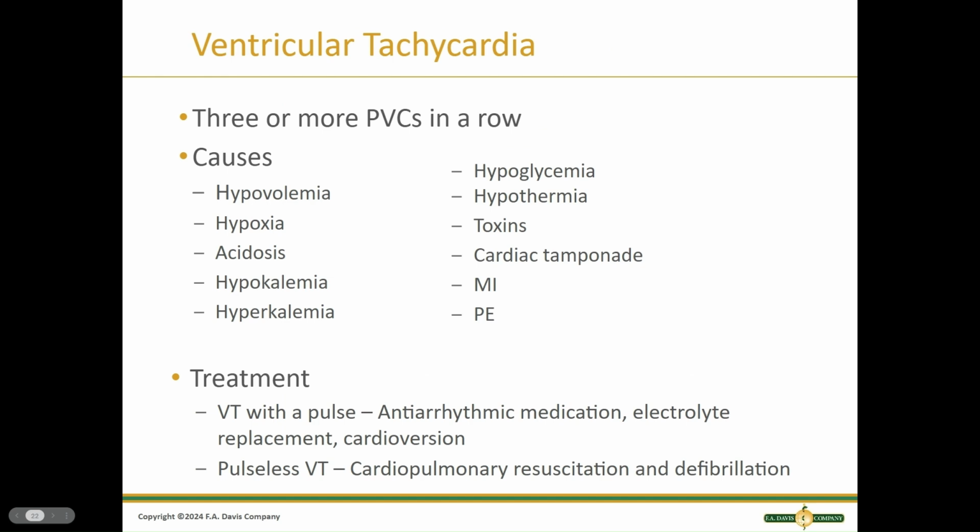So in ventricular tachycardia, this is when you have three or more PVCs in a row, or a run of those PVCs that does not break. Some of the causes of ventricular tachycardia would be hypovolemia, hypoxia, acidosis, hypokalemia, hyperkalemia, hypoglycemia, hypothermia, toxins, a cardiac tamponade, MI, or a PE.